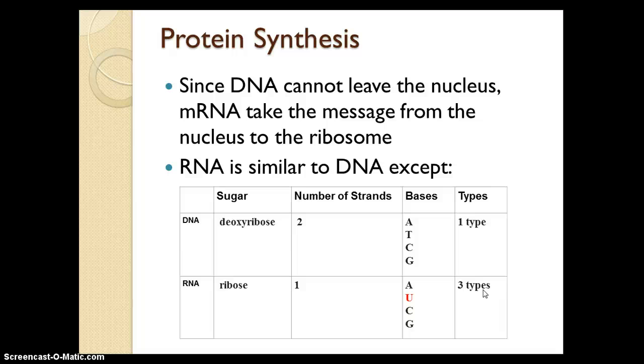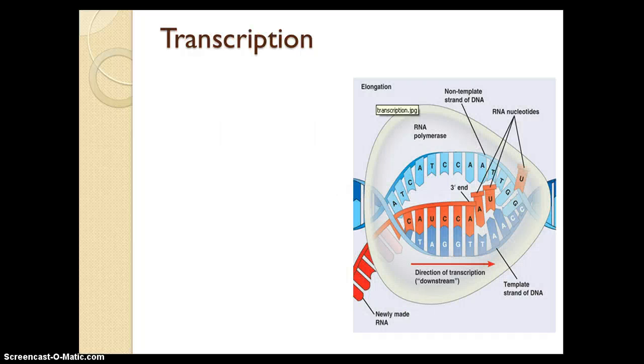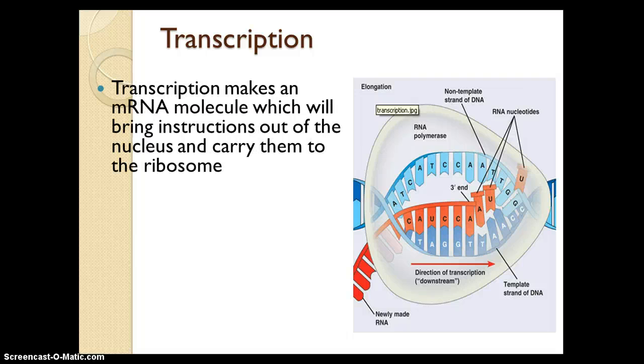So RNA and DNA are similar because they both can carry genetic information, but they do have those 4 differences between them. So transcription is the first step of protein synthesis, and transcription is basically making the mRNA molecule. And making mRNA is really important because mRNA is going to take the message from DNA out to the ribosome. So mRNA can move in and out of the nucleus, no problem. DNA cannot leave the nucleus.